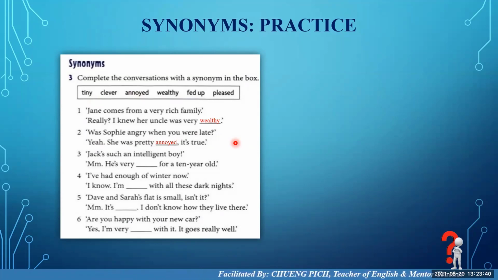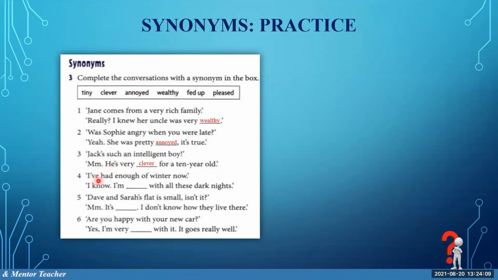It's true. Number 3, Jack's such an intelligent boy. He's very... for a 10-year-old. What is it? So look at the adjective here. We have intelligent. Which word has a close or similar meaning to the word intelligent? Of course, it is clever.